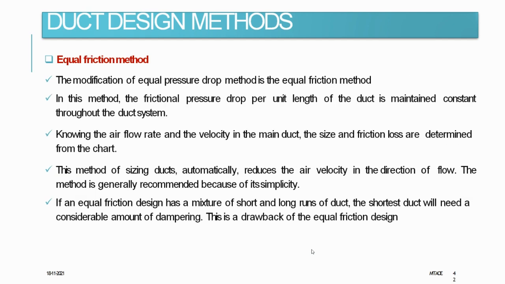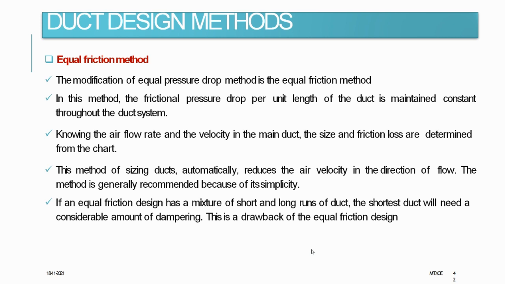The modification of the equal pressure drop method is the equal friction method. In this method, the frictional pressure drop per unit length of the duct is maintained constant throughout the duct system. Knowing the airflow rate and the velocity in the main duct, the size and frictional loss are determined from the chart. The friction charts are used to determine the size. If we have the friction loss value and the velocity, we will get it easily. This method of sizing duct automatically reduces the air velocity in the direction of flow. The method is generally recommended because it is simple.